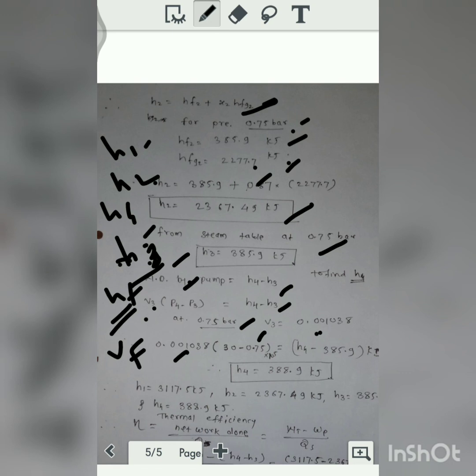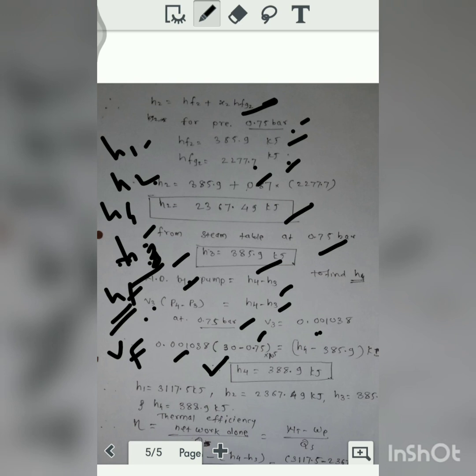Now, in the next bracket, which equals H4 minus H3, we already know the value of H3. Put that value in, in kilojoules. After solving, we get the final value of H4, which is 388.9 kilojoules.